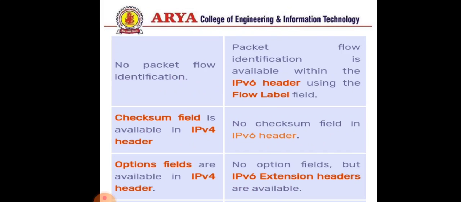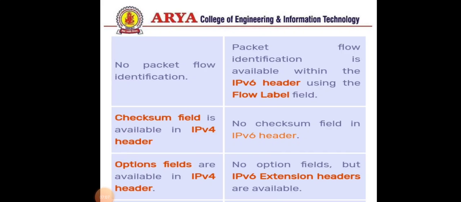In IPv4 there is no packet flow identification, but in IPv6 packet flow identification is available with the IPv6 header using the flow label field. Fine. The checksum field is available in IPv4, and no checksum field is available in the IPv6 header. Option fields are available in the IPv4 header, and there is no option field, but IPv6 extension headers are available here.